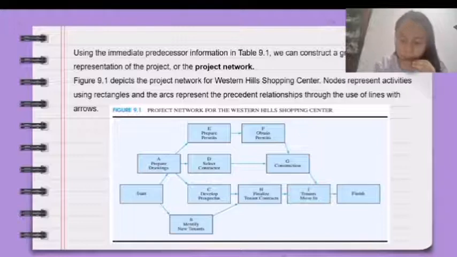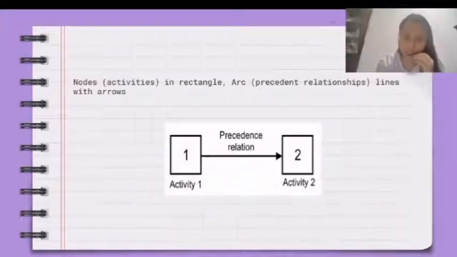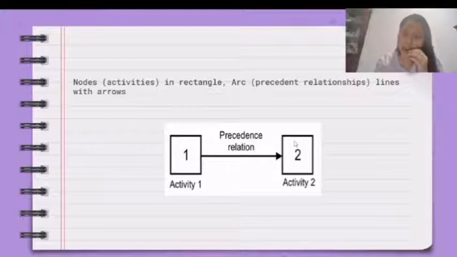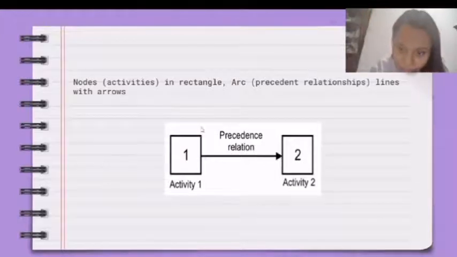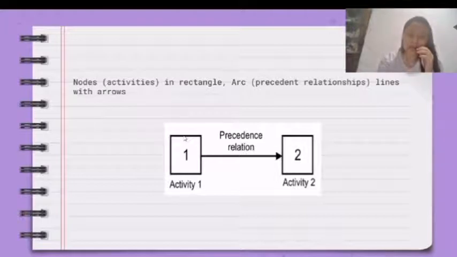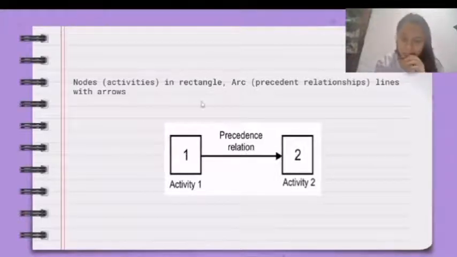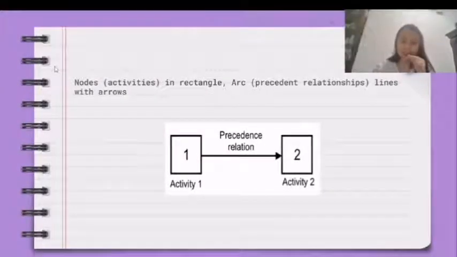To further understand the project network, here is another, simpler figure. In this figure, activity 2 is a successor of activity 1, and activity 1 is a predecessor of activity 2. In other words, we must complete activity 1 before we can proceed to activity 2. So now let's proceed to the critical path.